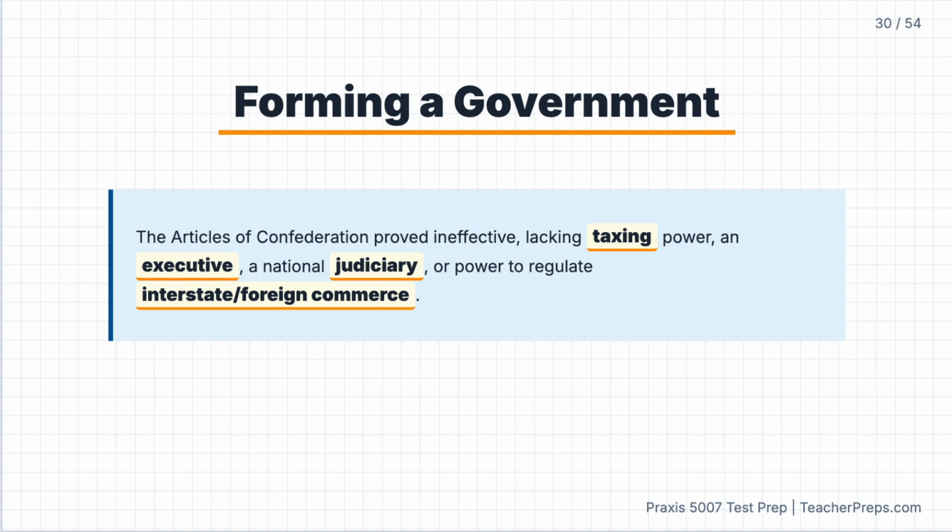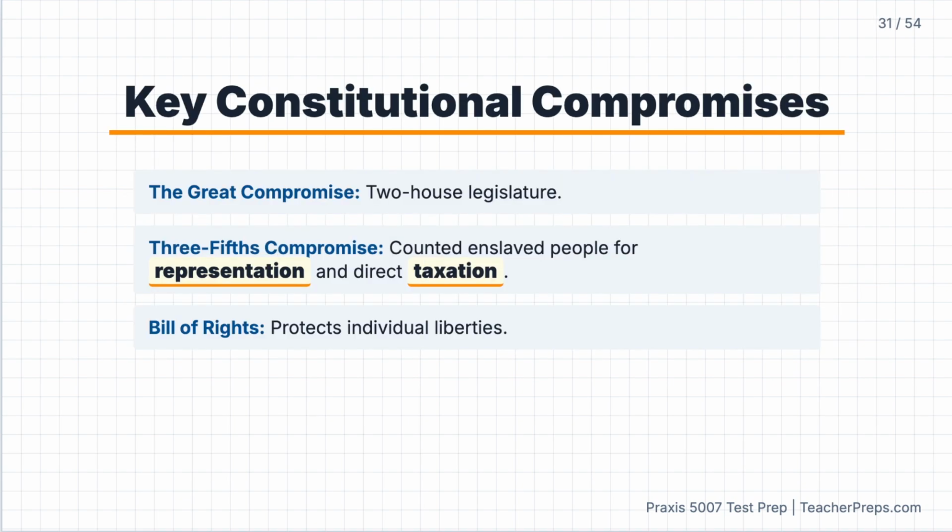They lacked power to tax and to regulate commerce and trade. Then, the Constitutional Convention designed a stronger framework in response to the weak Articles of Confederation. Now it's time to talk about the key constitutional compromises. We have to know these key compromises that made the Constitution possible. So think the Great Compromise, the 3/5 Compromise, and the addition of the Bill of Rights.